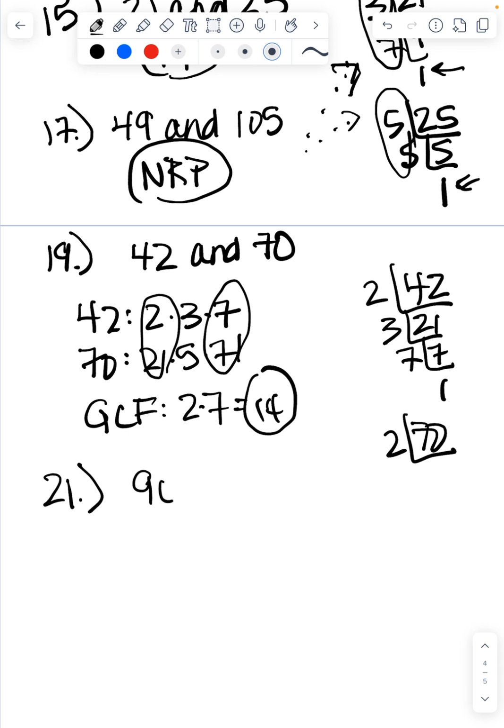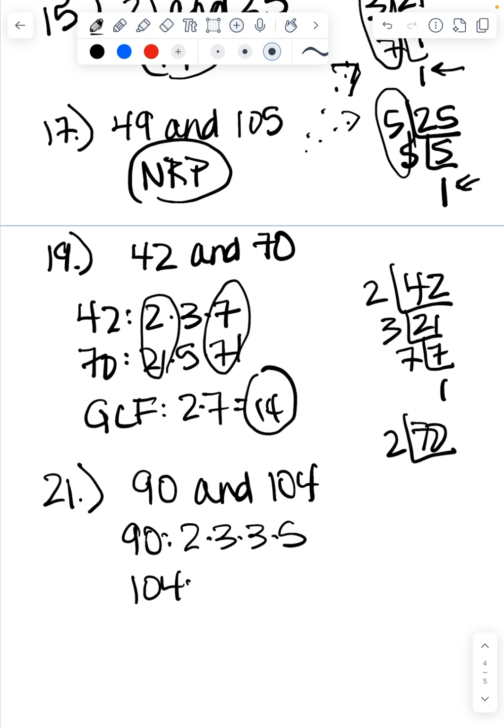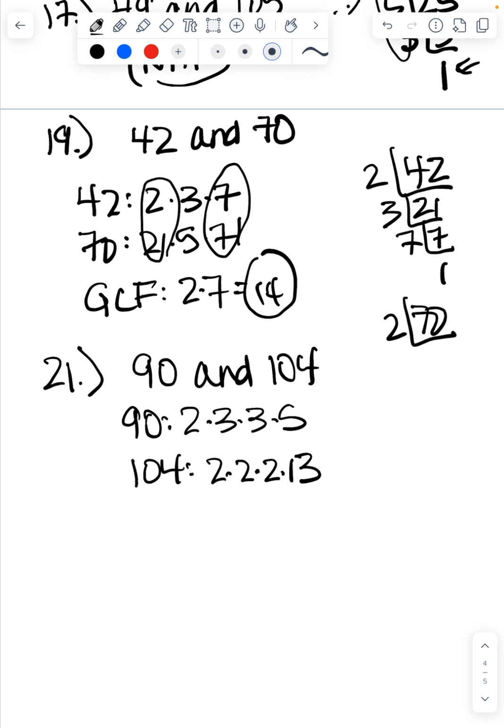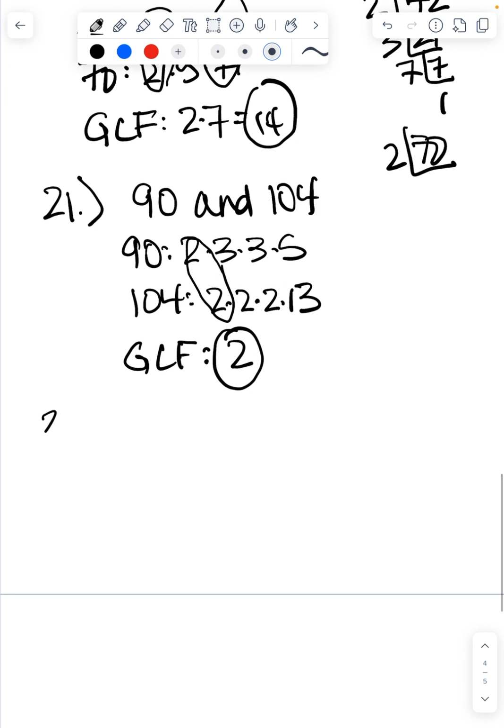90 and 104. Okay, prime factorization for 90 is 2 times 3 times 3 times 5. Prime factorization for 104 is 2 times 2 times 2 times 13. You probably couldn't do that one in your head, so I would expect there are some side work factor ladders going on there. So GCF is going to be the ones that match up. So 2, well, that's it. Number 21, the answer is 2.